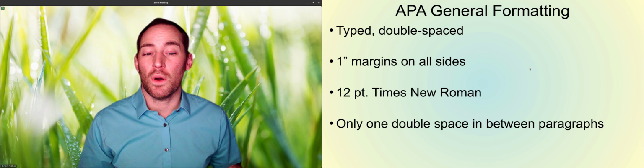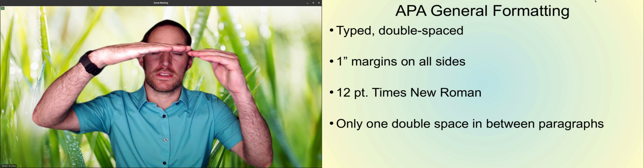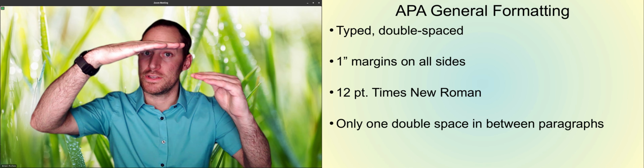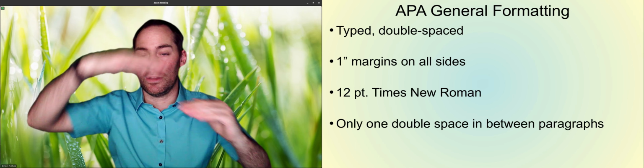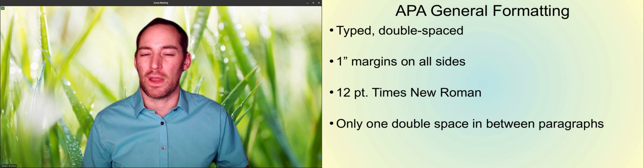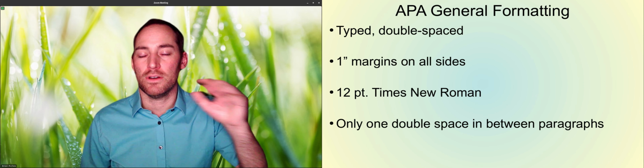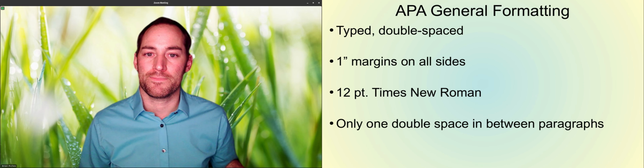With that, you only have one space between paragraphs. So your paragraph, then you just click enter and a new paragraph starts. There's not an extra big space there. Since you're doing double space already, that's enough space between paragraphs. So that's what I mean by one double space. You get to the end of a paragraph, you press enter, you start on your new paragraph.